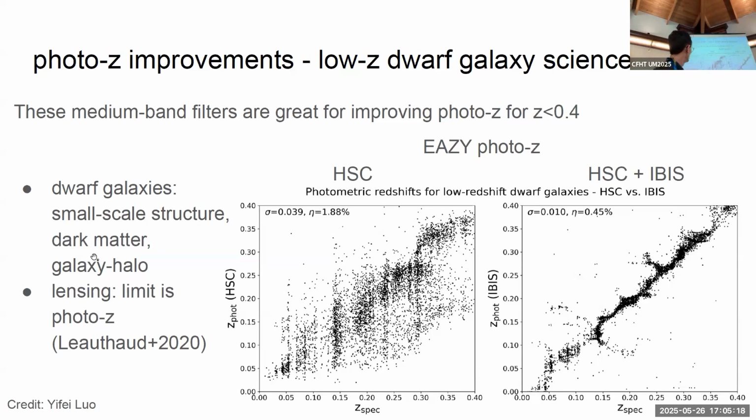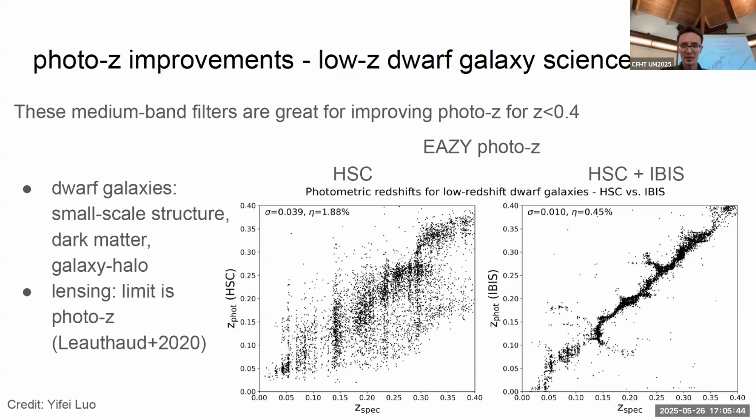So in this plot, the redshift limit here is 0.4, and this is showing photometric redshifts with Hyper Suprime-Cam imaging versus Hyper Suprime-Cam plus our new DECam IBIS imaging. And you can see that it basically cleans up that locus an incredible amount.